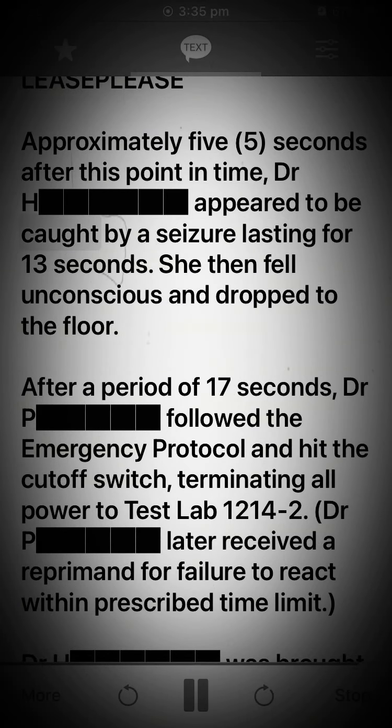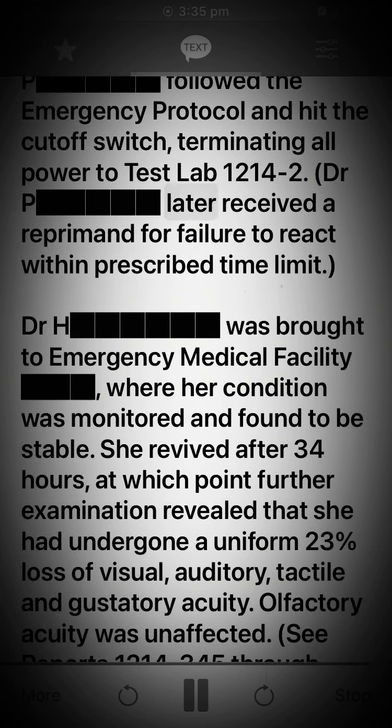Approximately 5 seconds after this point in time, Dr. H appeared to be caught by a seizure lasting for 13 seconds. She then fell unconscious and dropped to the floor. After a period of 17 seconds, Dr. P followed the emergency protocol and hit the cutoff switch, terminating all power to Test Lab 1214-2. Dr. P later received a reprimand for failure to react within the prescribed time limit.